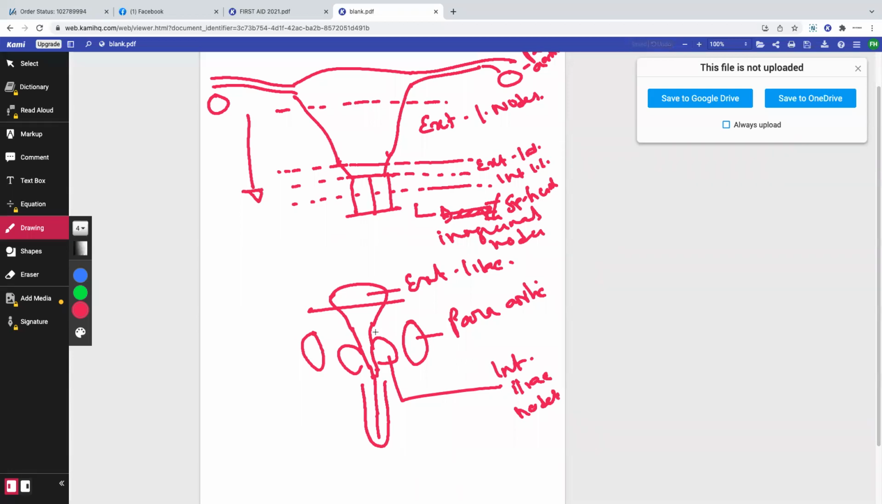Then next one is that we have the scrotum. The scrotum is draining into the superficial inguinal, and then we have the glans. The glans penis is draining into the deep inguinal nodes.